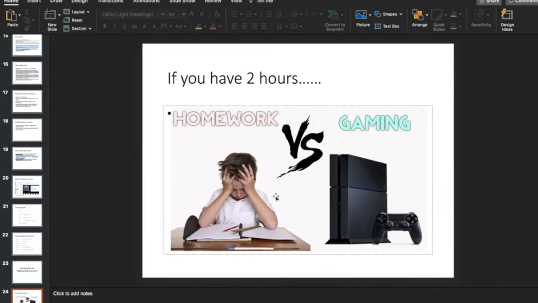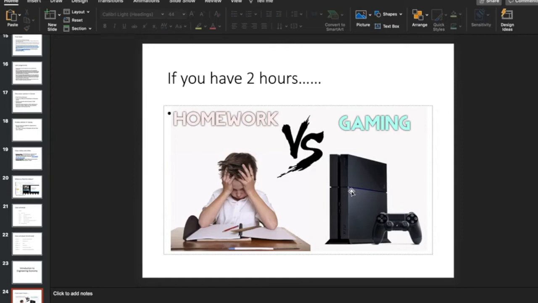For example, if you have 2 hours spare time, do you use that time to do your homework, or do you use it to play video games? You have two options. You might have 3 or 4 options, but because the time is limited, you can only use that time for one thing, okay? Then you need to make a decision. How do you make a wise decision? Well, you want to know the cost of each decision, and you also want to know the benefit.